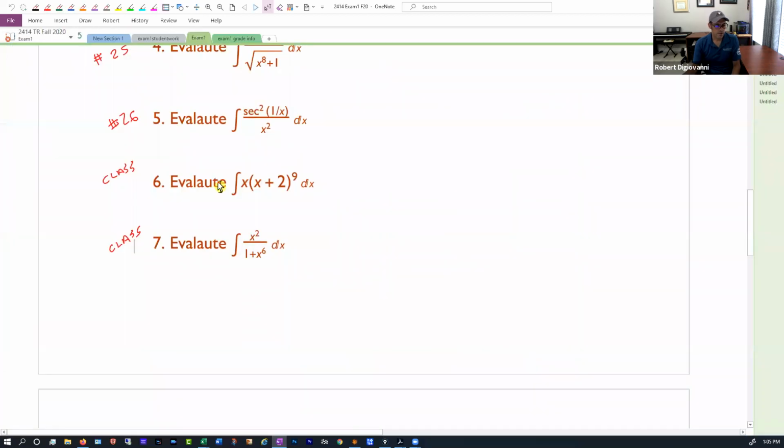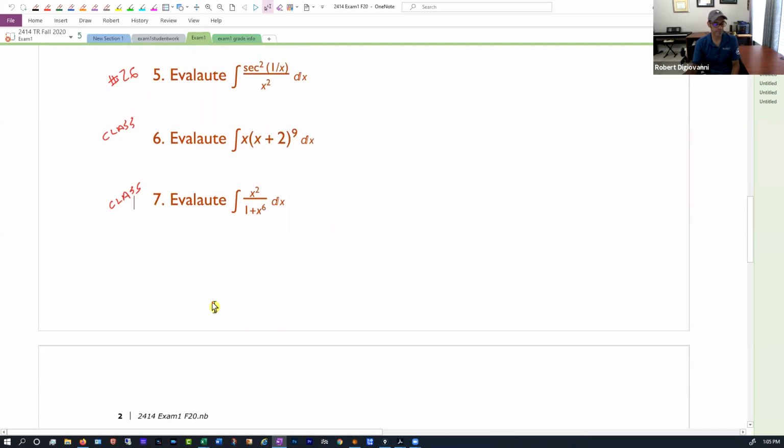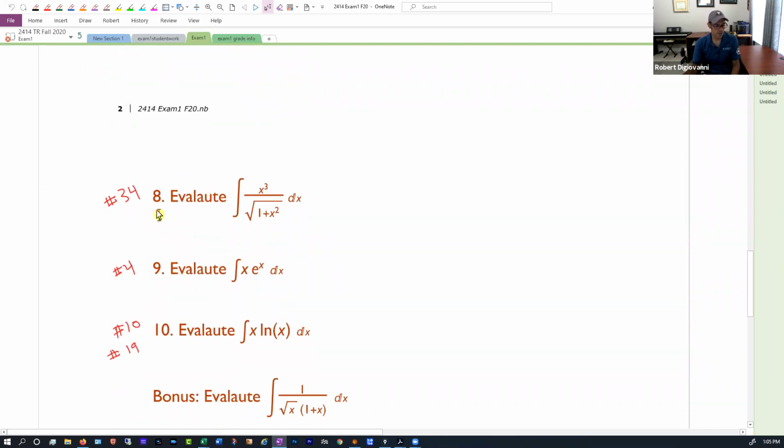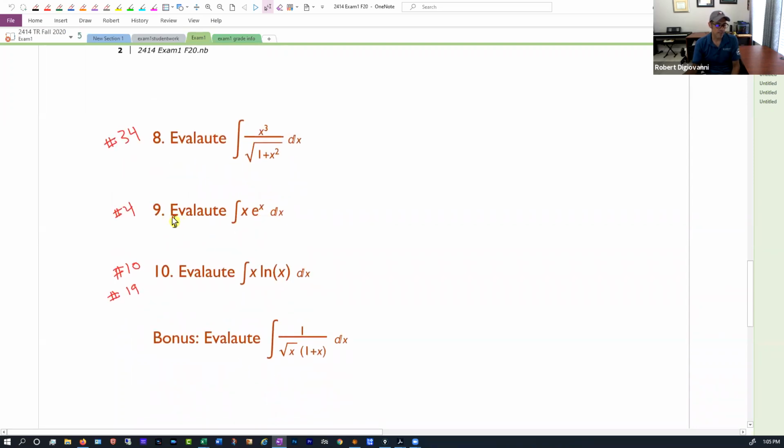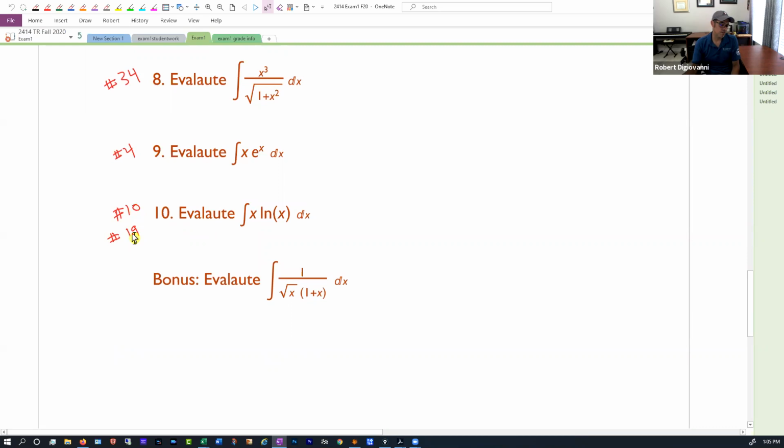let's see. Okay, number 7 was like a problem that we did in class where you had to realize this was x cubed squared. This was like number 34. Actually, this was exactly number 34 out of the homework problems. And then number 9 was very much like number 4 out of 6.1. This is integration by parts. And then number 10 was very much like number 10 and number 19 out of 6.1. And then the bonus, well, the bonus was the bonus.